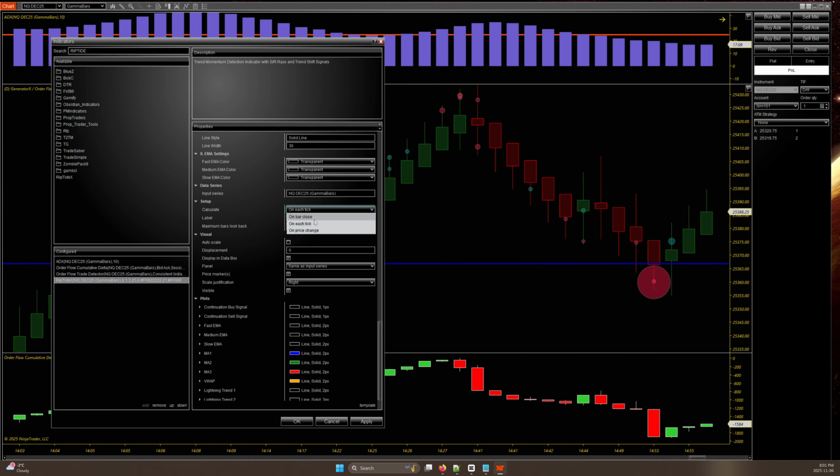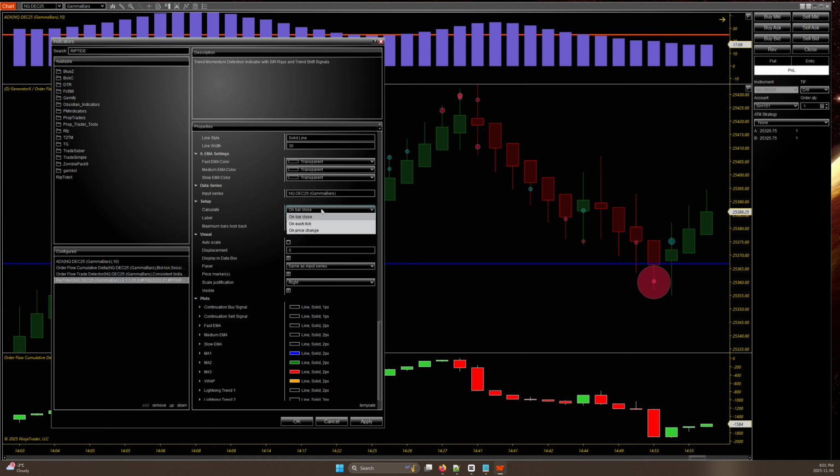And if I had set it to on bar close, that moving average would find a value at the start of the bar, and it wouldn't change on your chart at all until the bar closed, and then it would recalculate, and then it would move. You know what I mean?